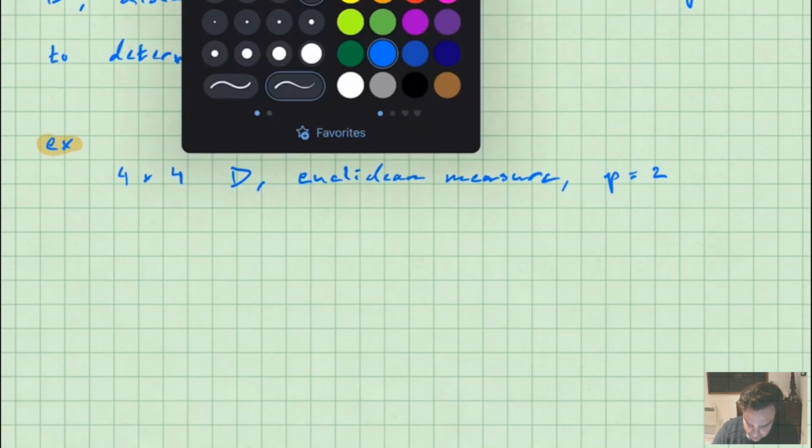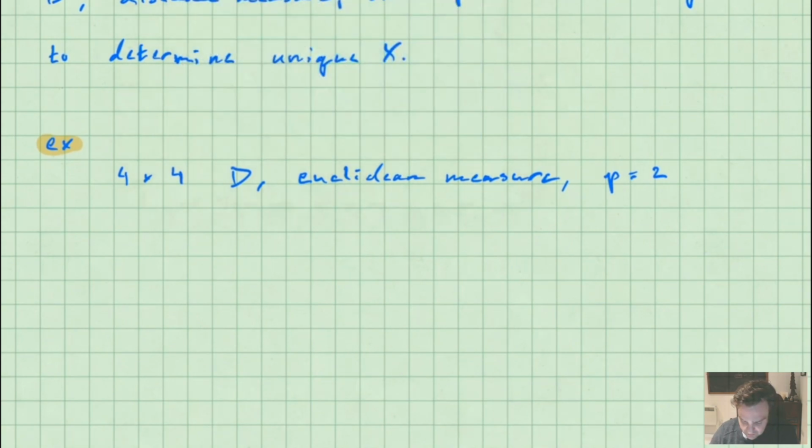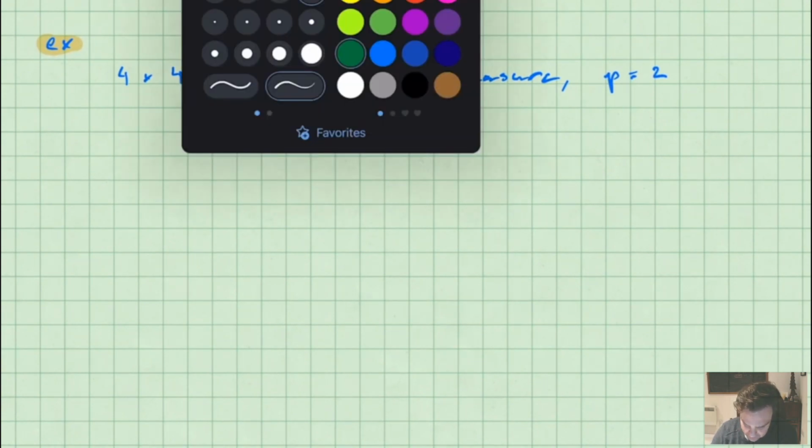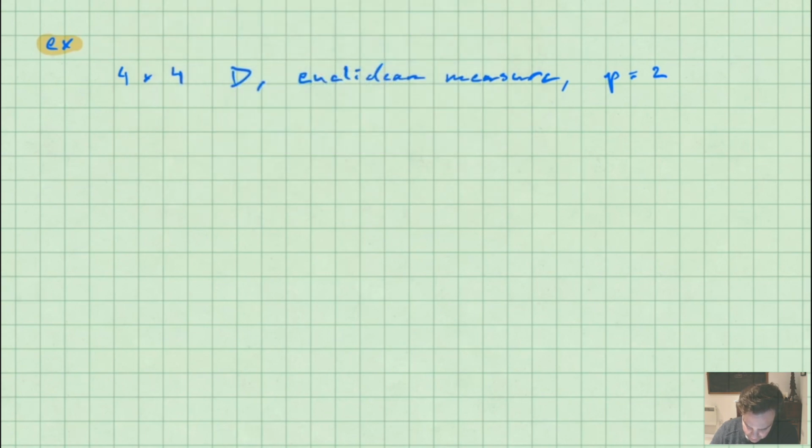So 4x4 means n is equal to 4, so there are 4 observations. Let's draw them in our fictional space here. There's 1, 2, 3, and 4. I'll put this one on a different line, like that. And let's say these things were Euclidean. I think I used orange for that before. Oops, I always do that.